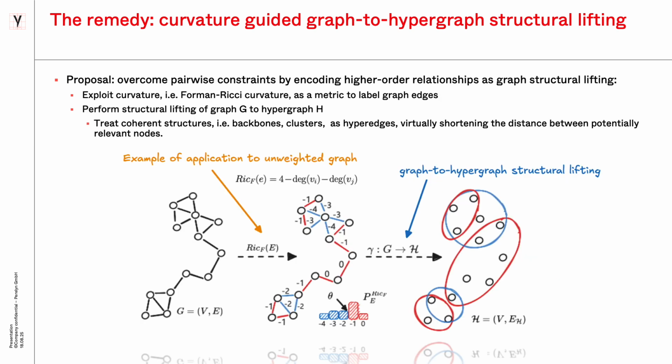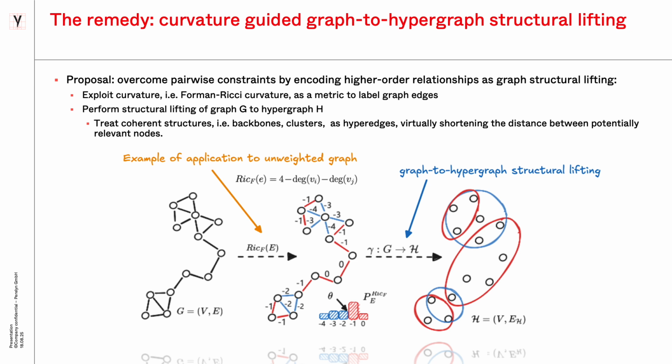And that's, in a sense, what you see here in one slide. That's what we then proposed and implemented: to first exploit the curvature measure. And here we used, as I mentioned, the Forman-Ricci curvature as a metric to label the graph edges. And you see that here as an example for a very simple unweighted toy graph.